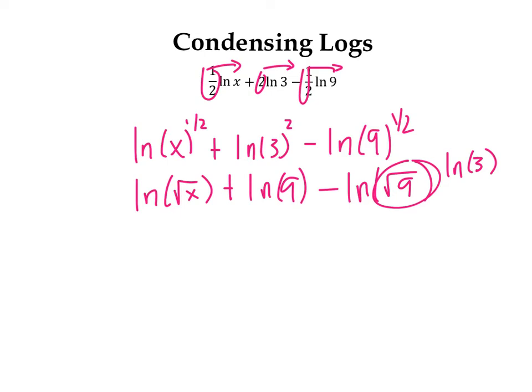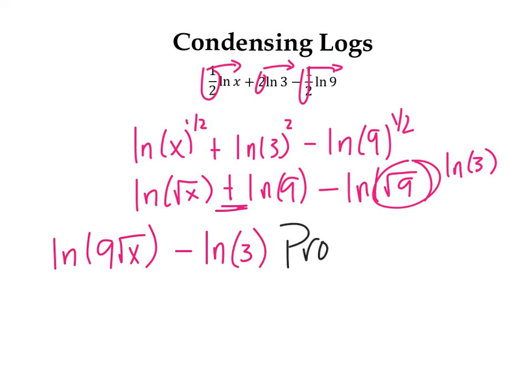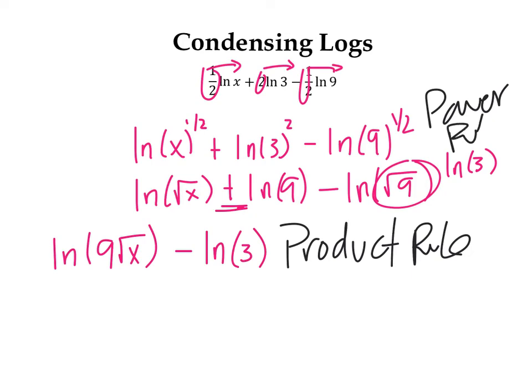And it comes down like this. We have the natural log of 9 radical x. They're just multiplied together. The number looks better in the front than in the back. And then we subtract the natural log of 3. So here we used the product rule. Here we used the power rule. I forgot to write this. And here we'll just simplify.